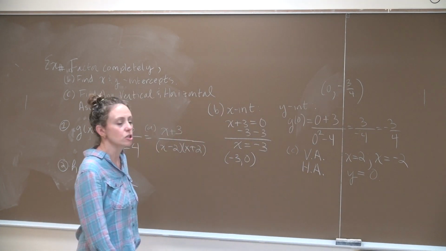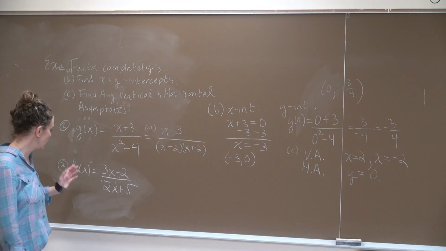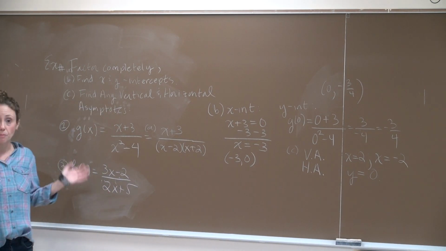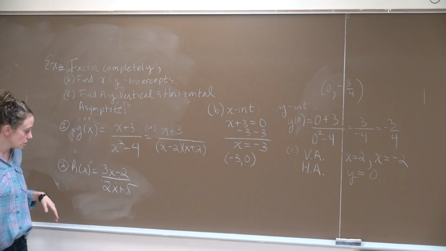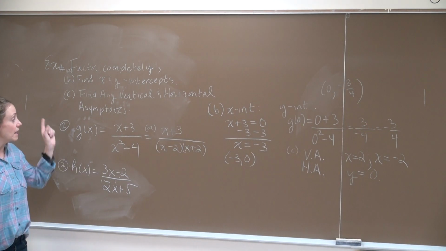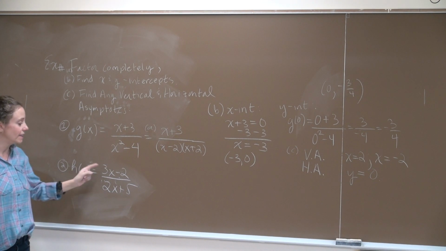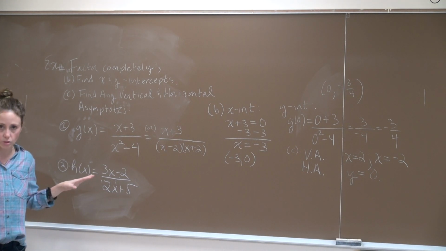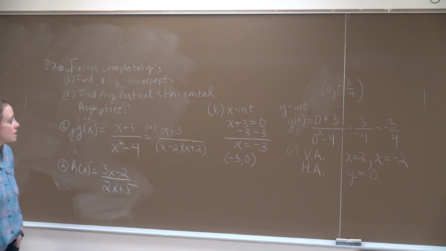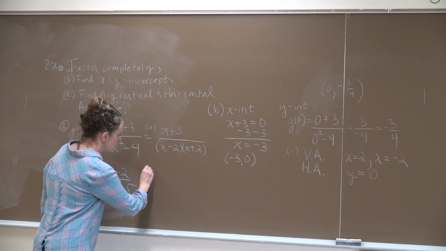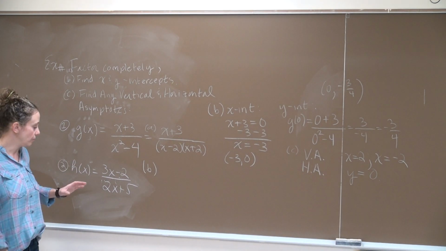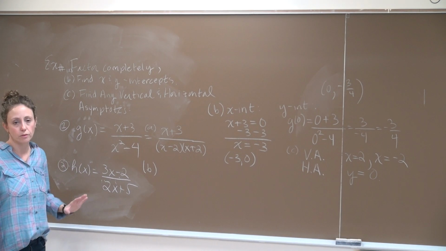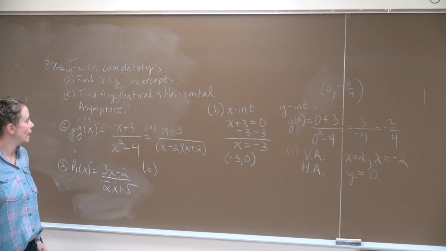Let's try one more to make sure that you understand everything we're talking about. And the last one we're going to do for this example, and then we're actually going to graph the next few ones, h of x equals 3x minus 2 over 2x plus 5. In terms of factoring it, linear, not factorable, so we don't have to worry about factoring it. So let's go right on to the x-intercepts and the y-intercepts.